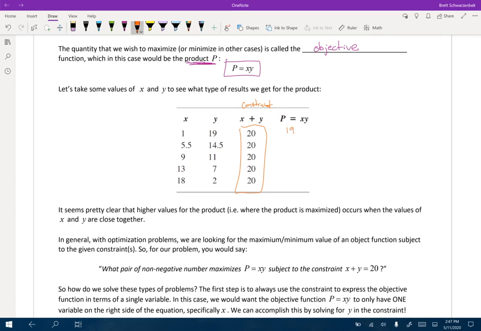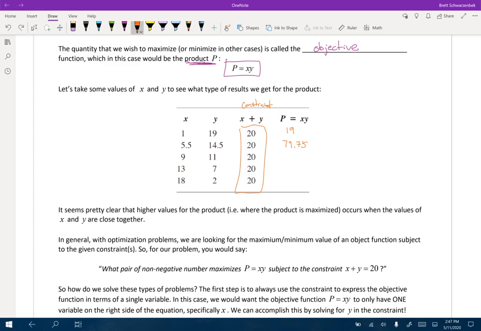Moving on. Let's say we have 5.5 and 14.5. These are legal numbers. They are real numbers that do have a sum of 20. If we take their product with a calculator, it'll be 79.75. If this is a race to find the greatest product, who's winning? It looks like so far 5.5 and 14.5 has the higher product.